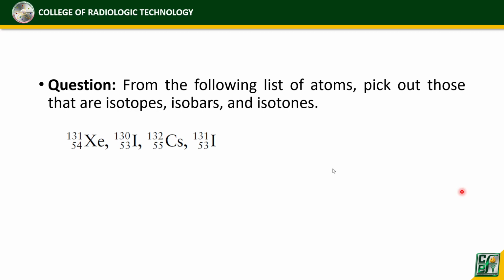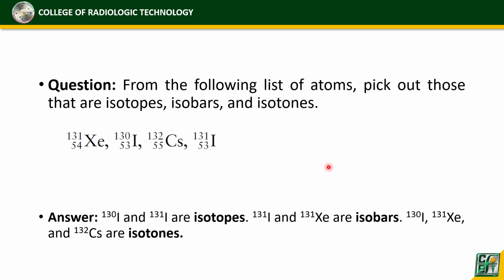Okay, so tingnan natin kung ano sagot. So, the answers are the following. Tama yung kanina, sino nga yun? Si Miss Banyan. Okay, thank you. Tama yung sagot na iodine 130 and iodine 131 are isotopes because they have the same atomic number, and iodine 131 and xenon 131 are isobars because they have the same atomic mass number 131.